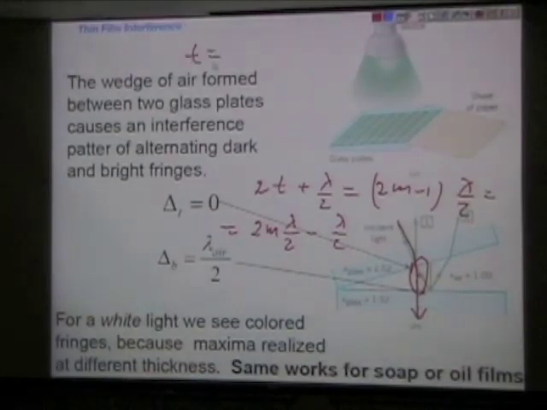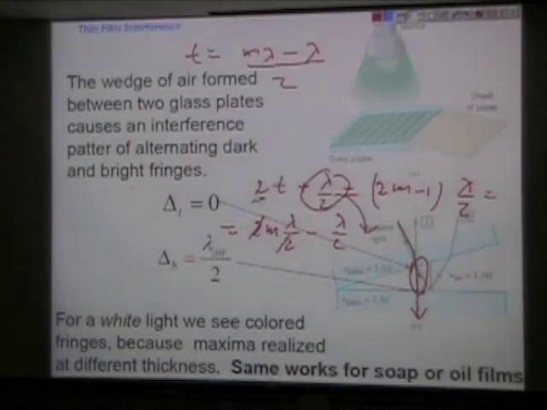t equals, m cancels, so m lambda minus lambda over 2. It's just pure math. And if I take this term and bring it over here, I get negative lambda over 2 minus lambda over 2. And I have to divide everything by 2 in the end. So now m would be, well, any integer.